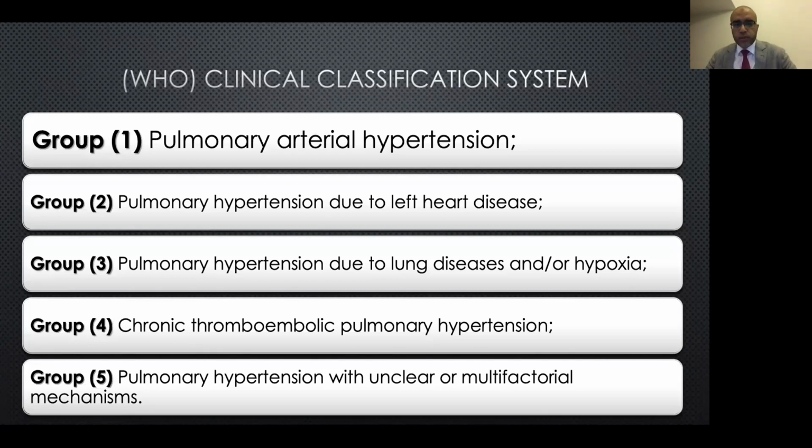The second group is mainly attributed to left-sided heart disease. Group 3 is connected to chronic hypoxia, chronic lung disease or lung fibrosis. Group 4 is connected to chronic thromboembolic pulmonary hypertension. And group 5 is for patients with an uncertain mechanism or multifactorial mechanisms.